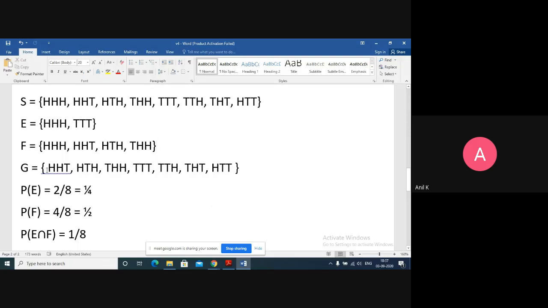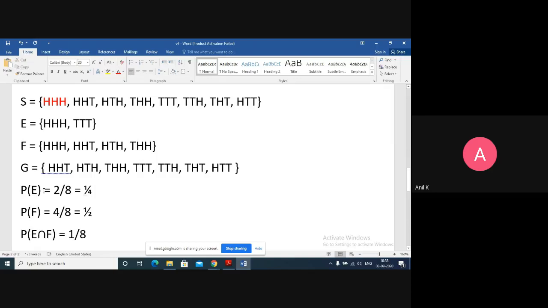Okay, G is at most two heads. That's what they said. At most two heads means maximum you can have two heads. That means you can have two heads, one head, and zero head also. So from S, I excluded only triple H, because that has three heads, so I cannot consider it.